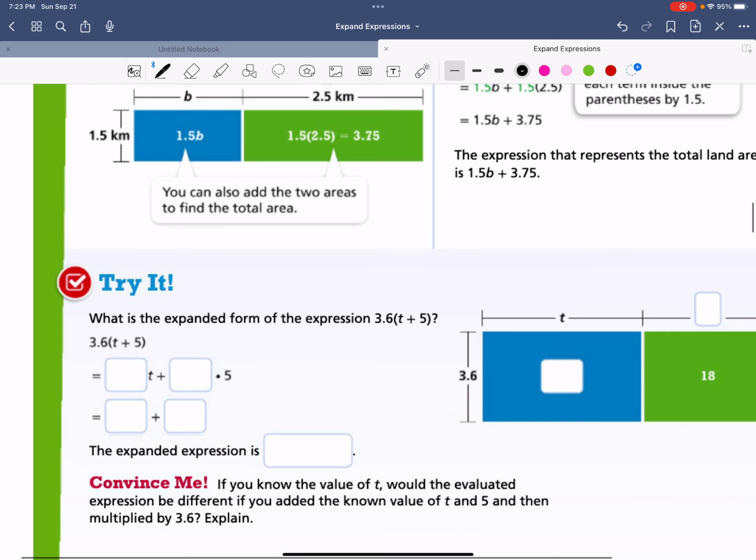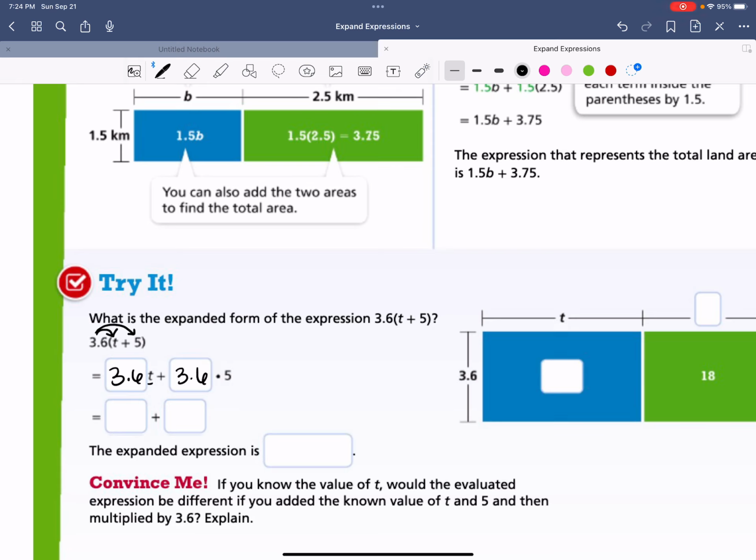What is the expanded form of 3.6 times (t plus 5)? So remember, when we do this, we want to take what is in front of the parentheses, in this case 3.6, and multiply it by each term inside the parentheses. So what is 3.6 times t? Well, there's no number with t, so it is just 3.6 times t, or 3.6t. And then we also need to do 3.6 times 5.